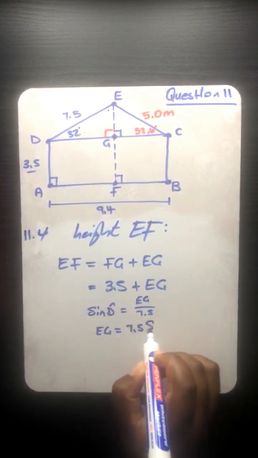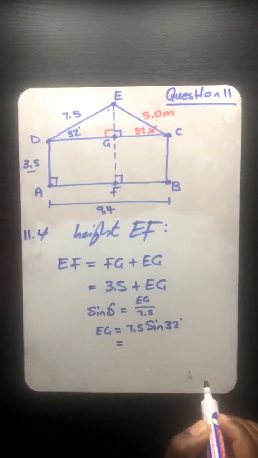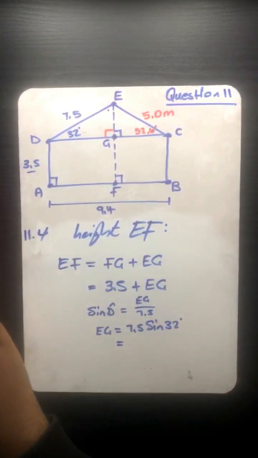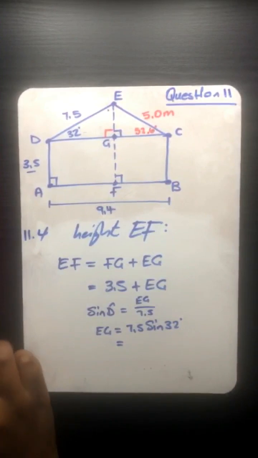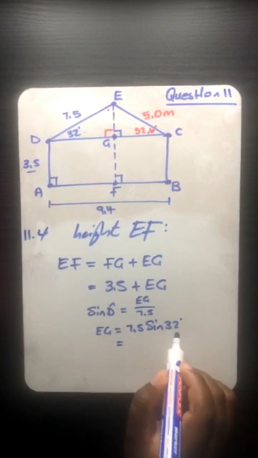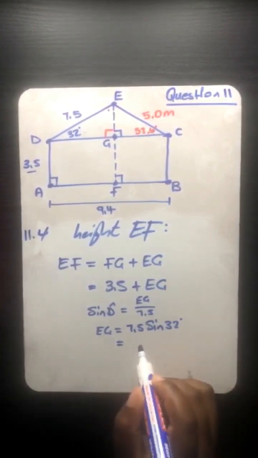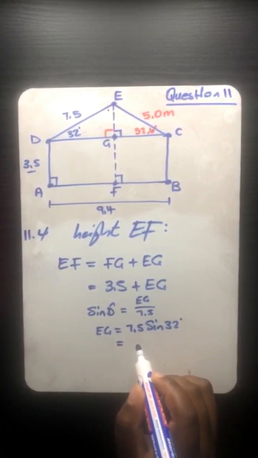7.5 sin 32. Sin 32. What is this one? EG is 3.97, sir. Where you wrote EG is equal to 7.5 sin 32, as I checked in my notes.